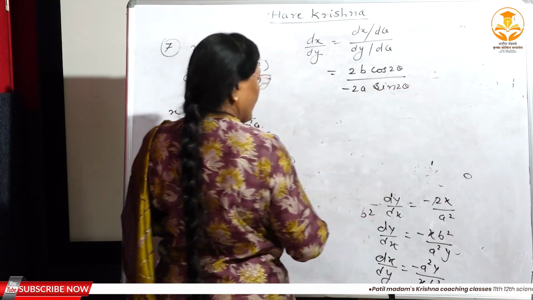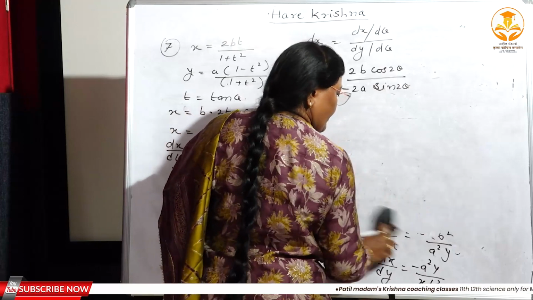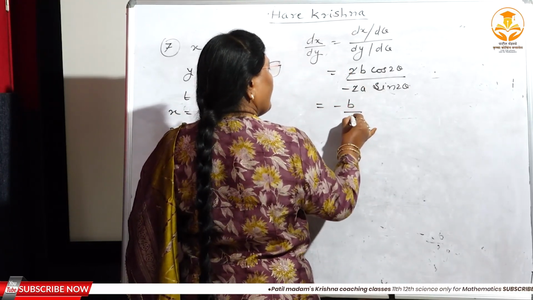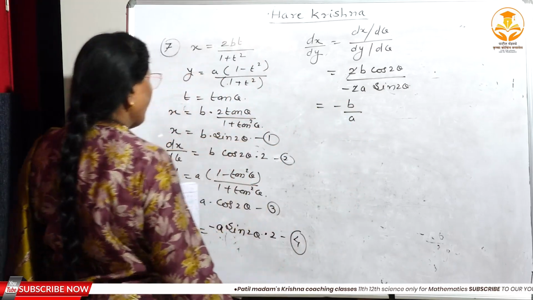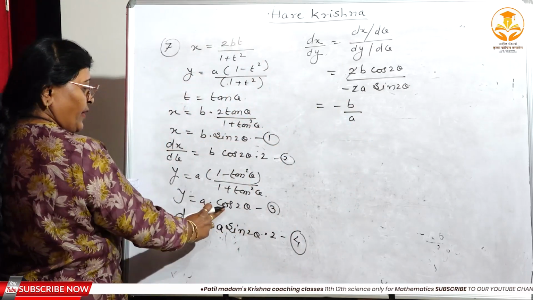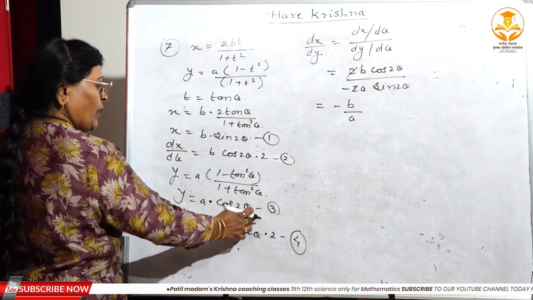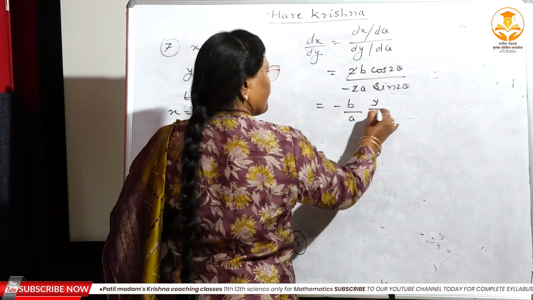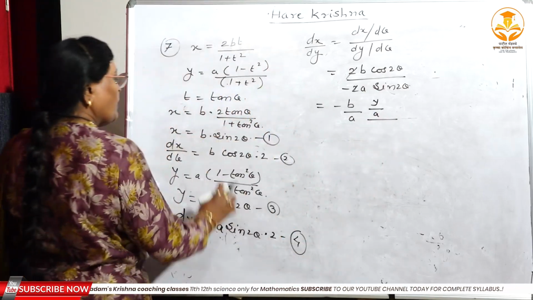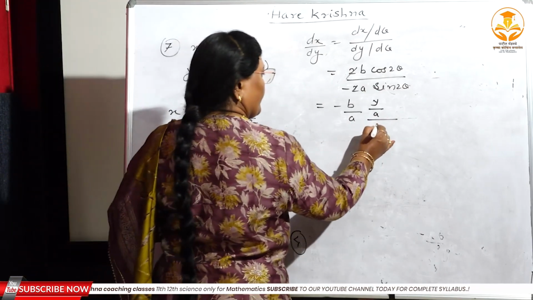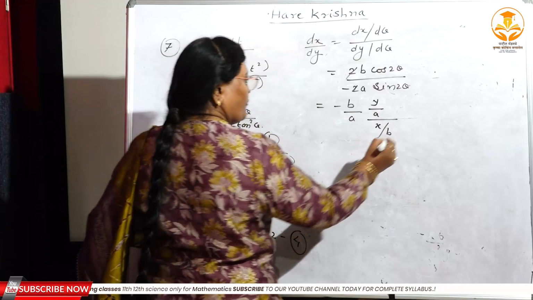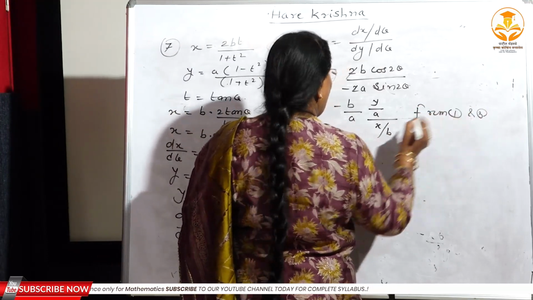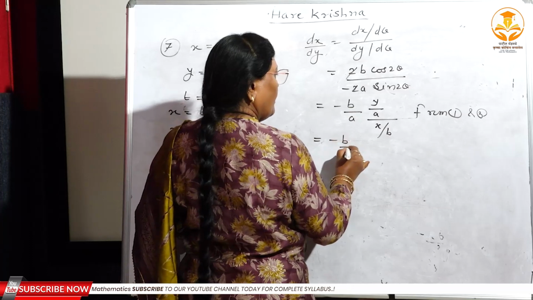But your result is totally in the form of x and y. Therefore, you have to substitute. 2 gets cancelled, minus b by a. Again, what is the value of cos 2 theta? From third, the cos 2 theta you can write as y by a. Right? And what is the value of sin 2 theta? x by b. Right? This is from first and third. Again, minus b by a.